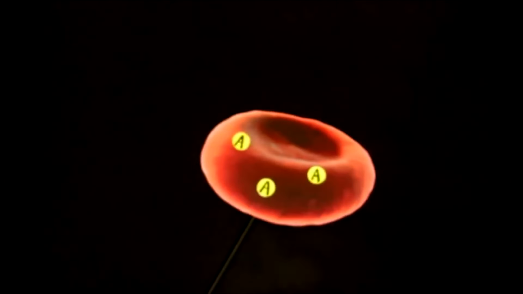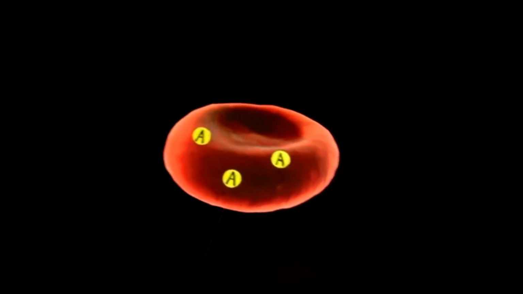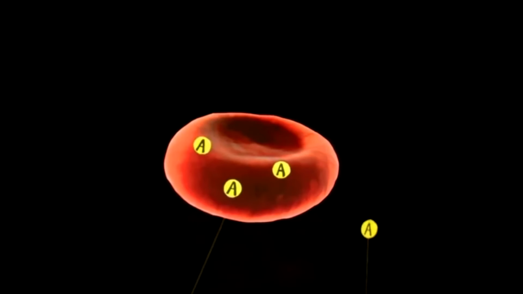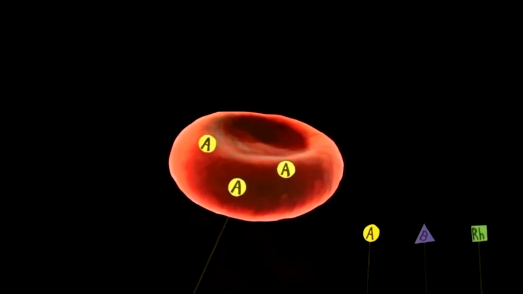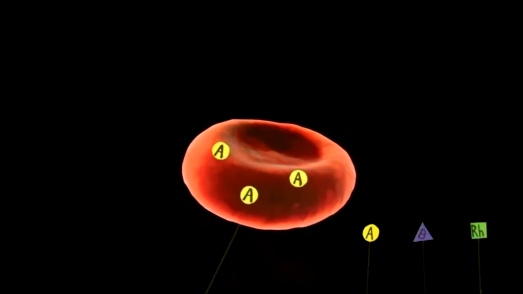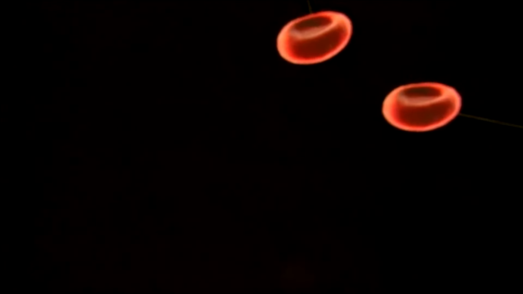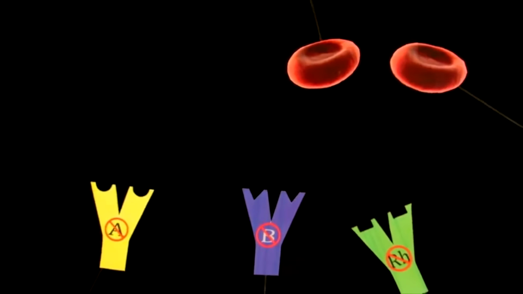Located on the surface of the cell are important protein receptors called antigens. These antigens come in three primary types, A, B, and Rh, sometimes called D, but we'll call it Rh. Now let's look at the blood plasma. Located in the blood plasma are some Y-shaped proteins that are called antibodies.